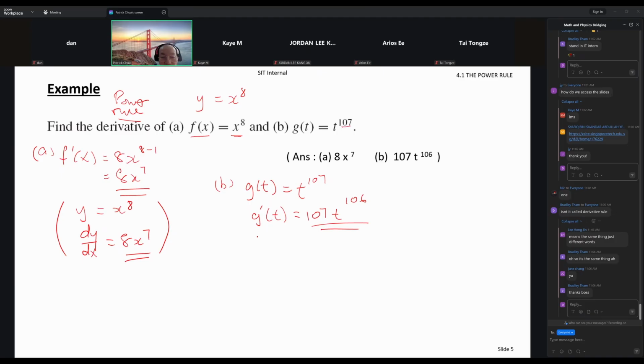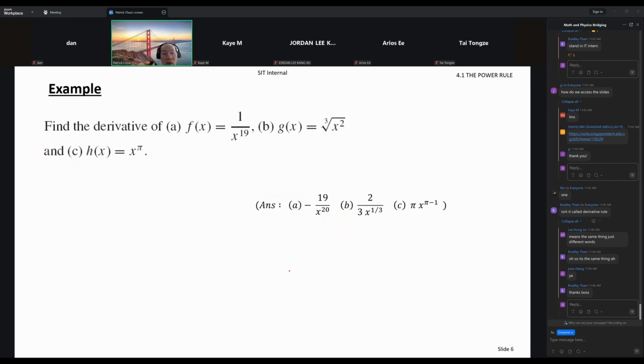Okay, in other words, it's like dg/dt, I'll be like dg, function of time, over dt. Okay, 107 times t to the power 106, using the power rule. Very easy. Okay, the simplest rule is the power rule.